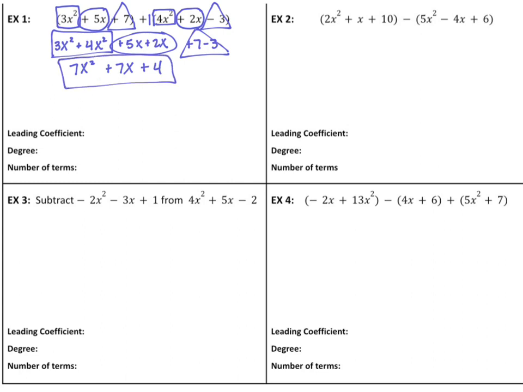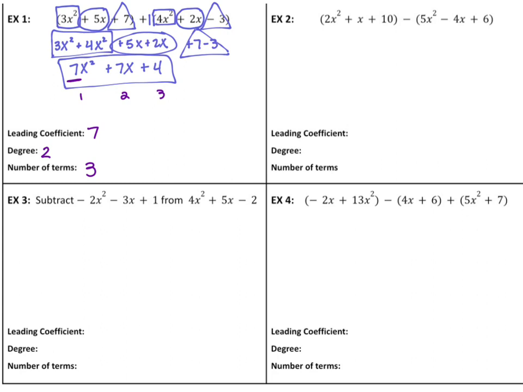Let's go ahead and identify some key features of polynomials by identifying the leading coefficient. Remember that leading coefficient is the first value. It's the coefficient of the biggest degree. So my leading coefficient would be 7. The degree is determined by that first term, that biggest exponent. It's 2. And then the number of terms in this: I have 1 term, 2 terms, and 3 terms. So 3 terms there. Let's look at some more examples.